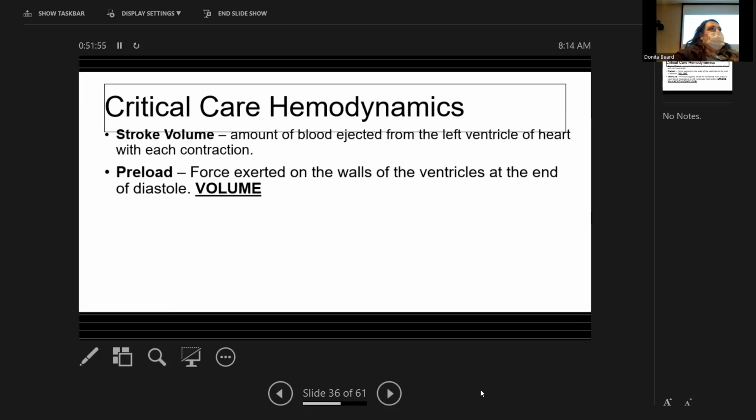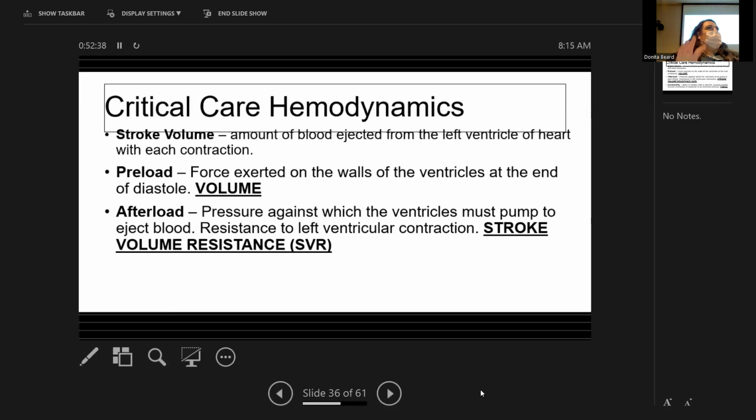You will drop somebody's preload if you remove volume, so diuresis, dialysis, CRRT. You will also drop their preload if you drop what's coming back to the heart. That's where nitrates sometimes are helpful, and you'll see people put patients on a nitro drip. That causes dilation of the veins. When you have dilation of the venous system, you have less blood flow back to the heart, and so you decrease preload that way. And to increase preload, usually you give them volume. Blood is actually the best volume expander of anything that we give.